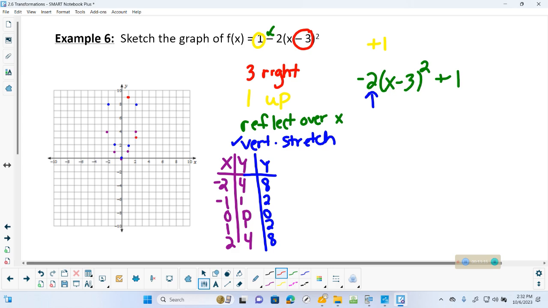So from the blue dots, 3 right, 1 up, 3 right, 1 up, 3 right, 1 up. So there's my, I'm going to check these guys. Got it. And now, of course, we have to reflect it over the x-axis. So I'm going to do green for my final graph here. So for our final graph, of course, we're going to keep our little vertex there.